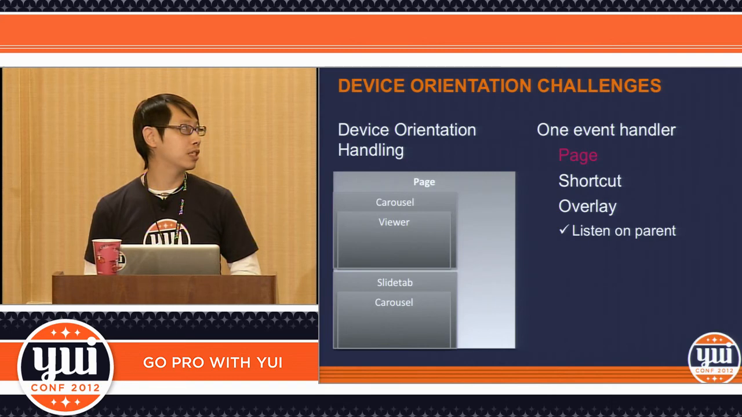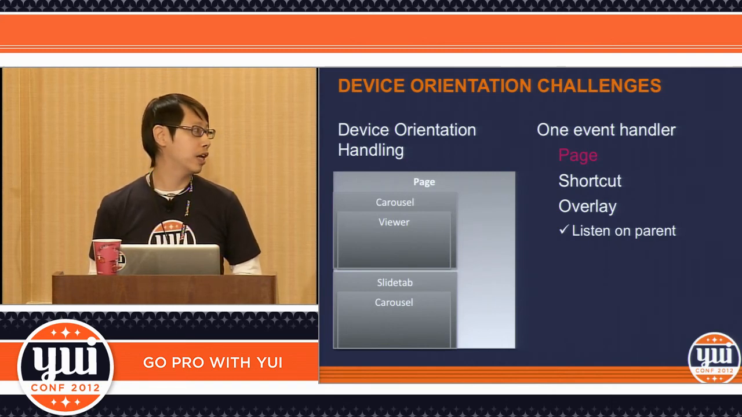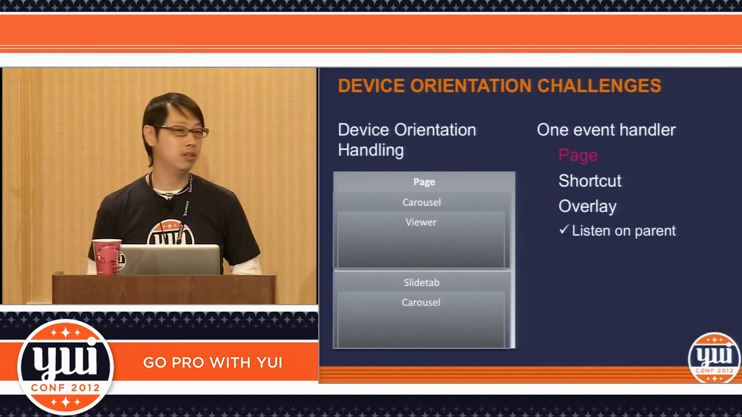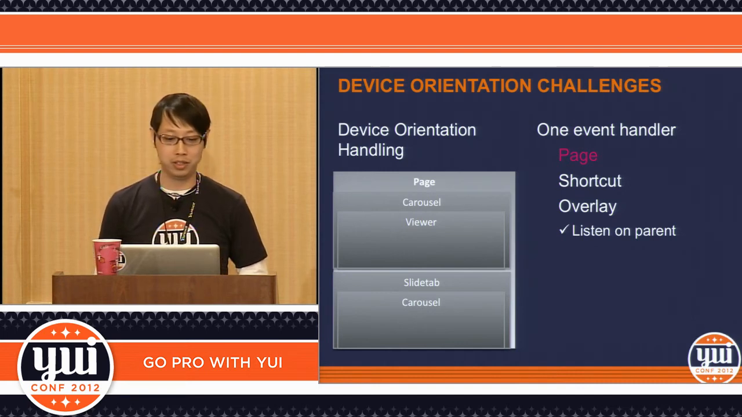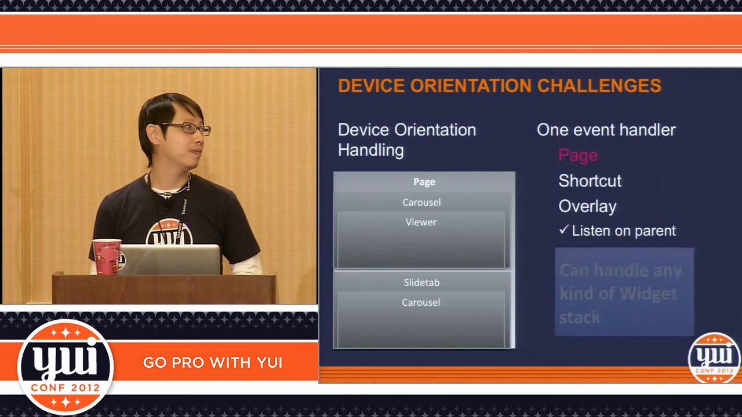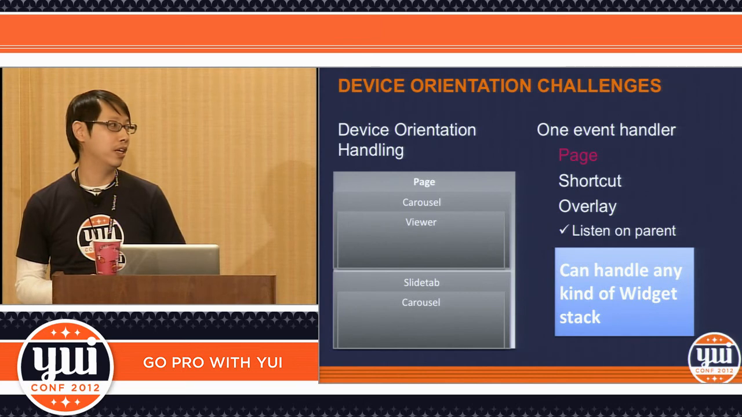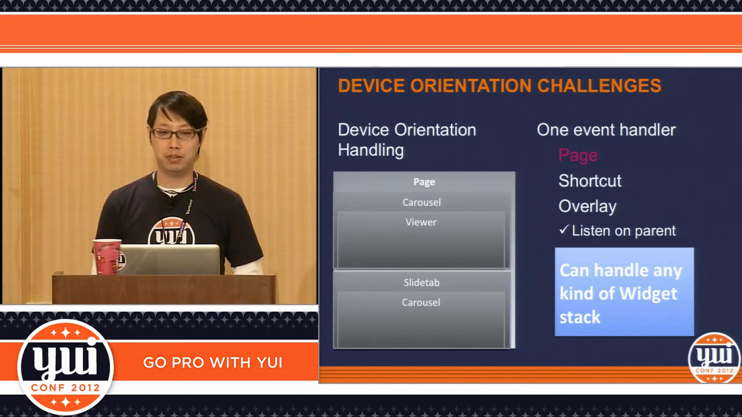We just see the page size changed, so the carousel and the slide tab got the event, then the size changed, and then the viewer and the carousel. As you can see, everything is done very well. So with this, we handle the orientation change very well. And this approach can handle any kind of widget stack. For example, a user can put any widget inside another widget. We don't care about it. Everything will be handled very well.